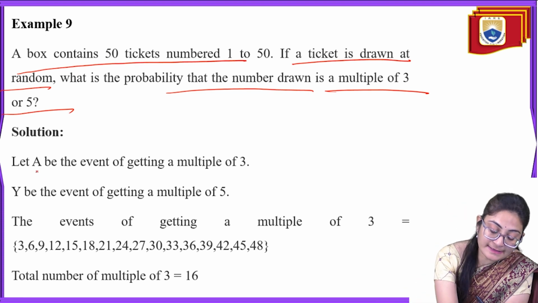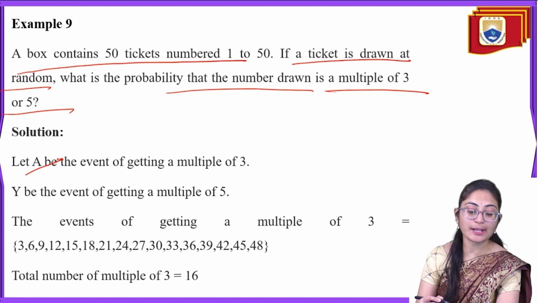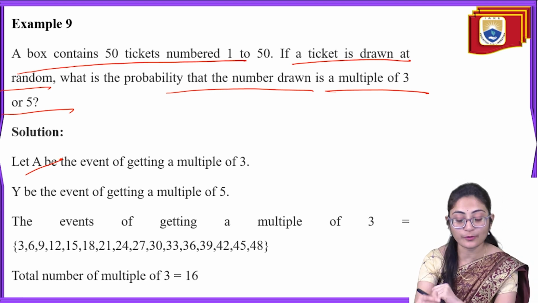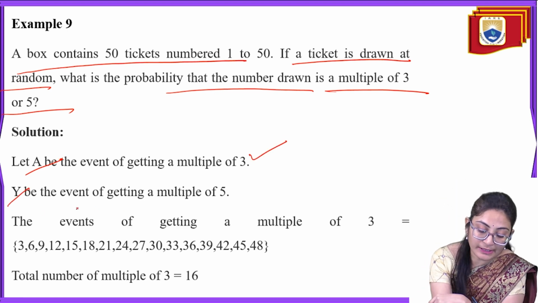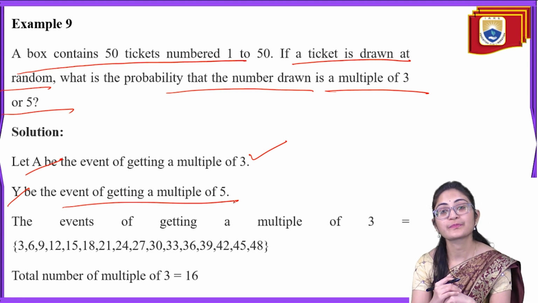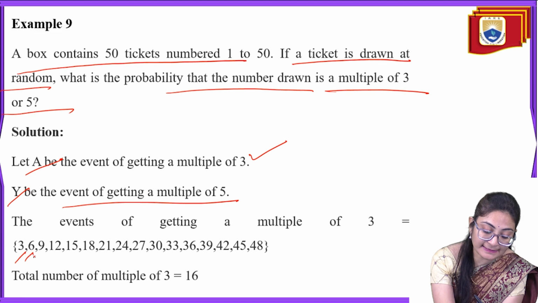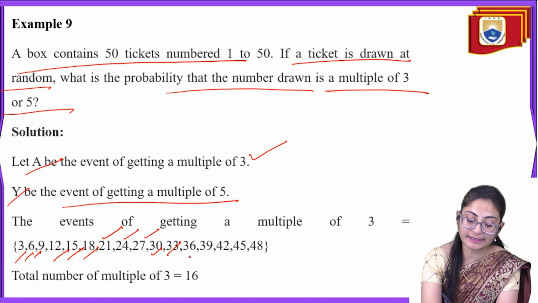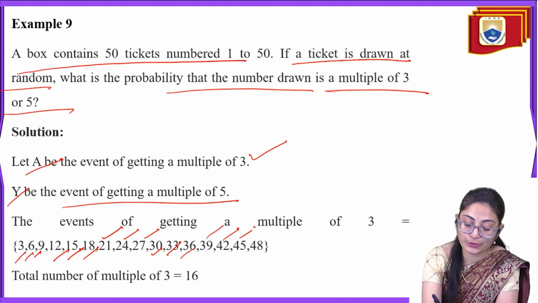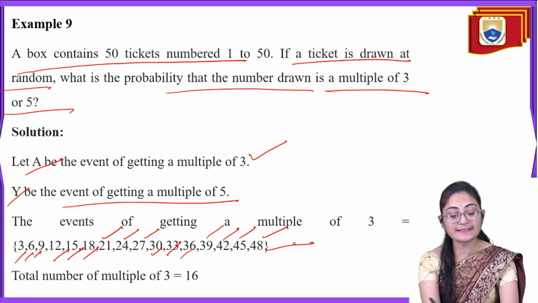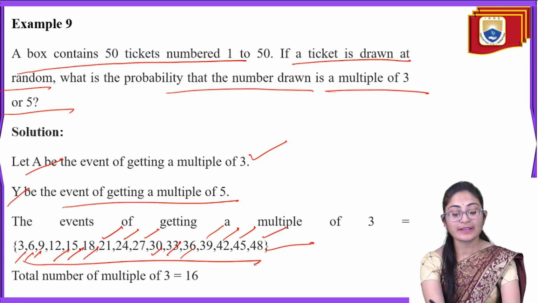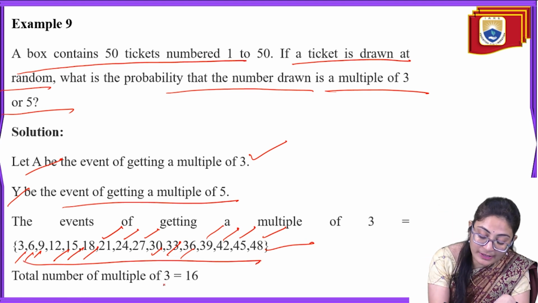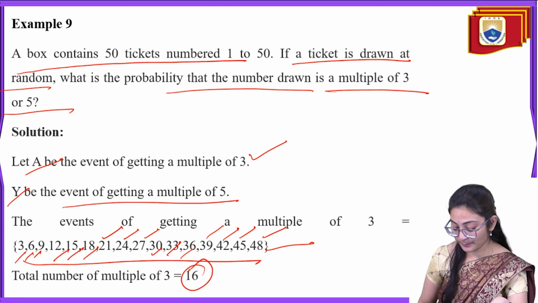Now let's consider A be the event of getting a multiple of 3 and B be the event of getting a multiple of 5. The event of getting a multiple of 3 means 3, 6, 9, 12, 15, 18, 21, 24, 27, 30, 33, 36, 39, 42, 45 and 48. That means these numbers are the multiples of 3. And here the total number is 16.